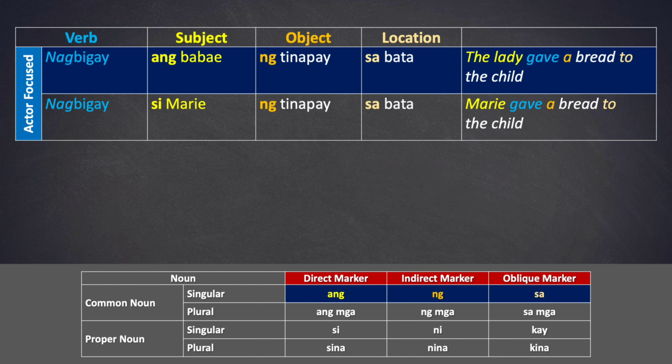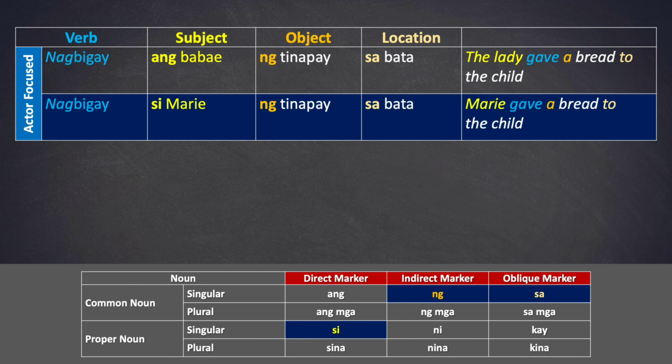Like, nagbigay ang babae ng tinapay sa bata. The lady gave a bread to the child. Now, let's give the ang babae, the lady, a name. Let's say her name is Marie. Nagbigay si Marie ng tinapay sa bata. Marie gave a bread to the child.